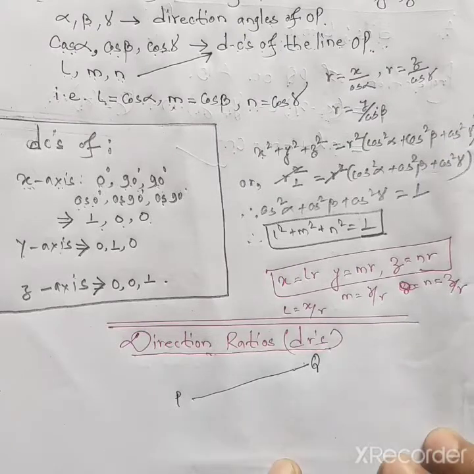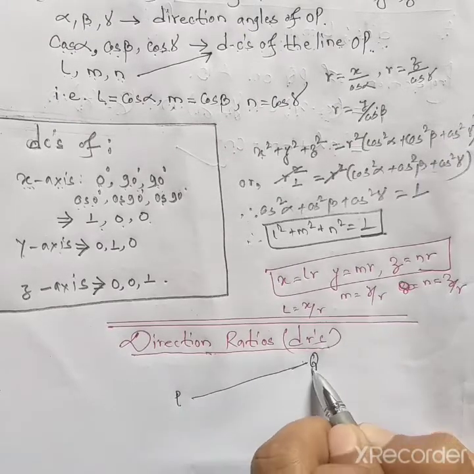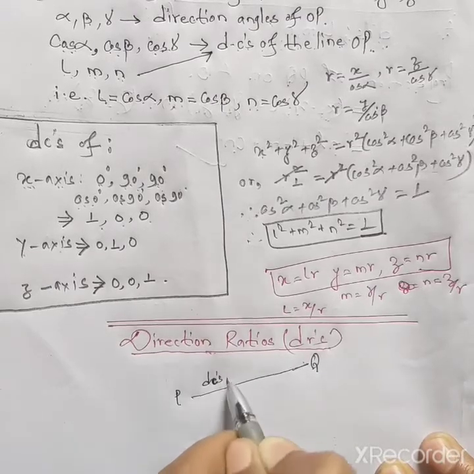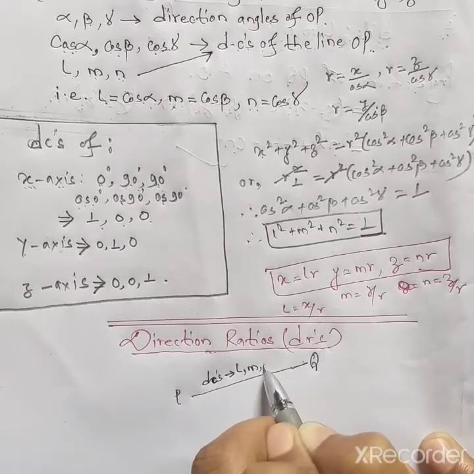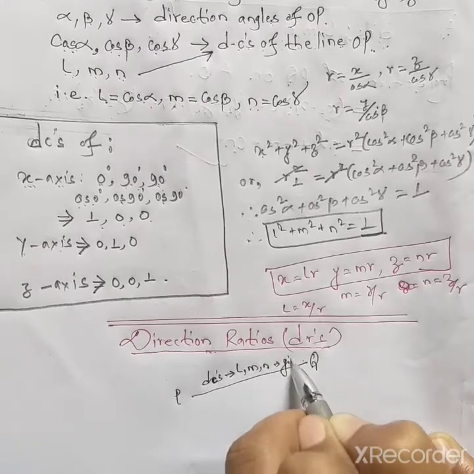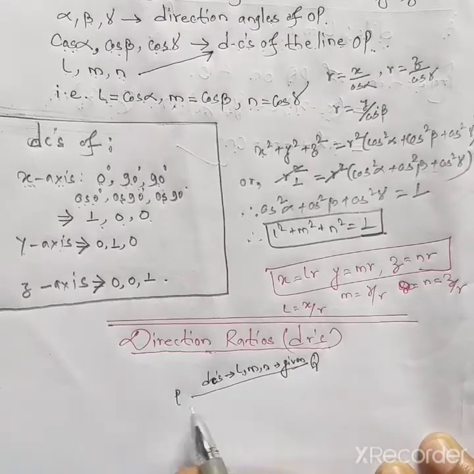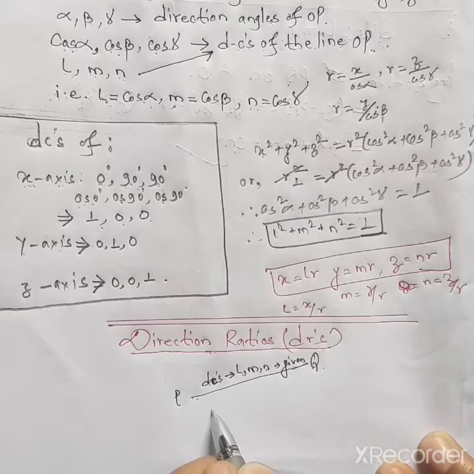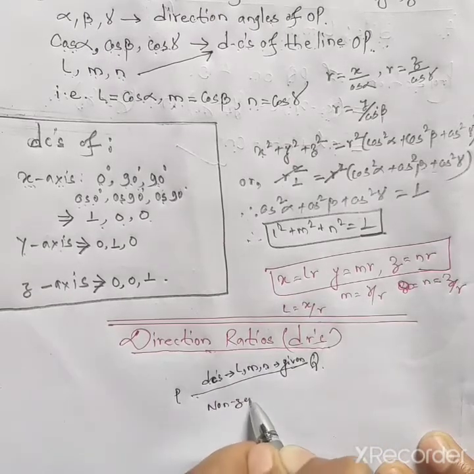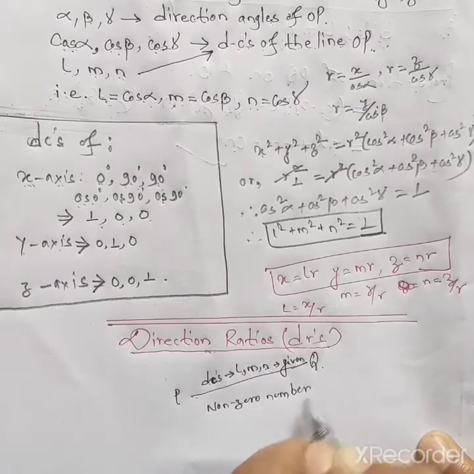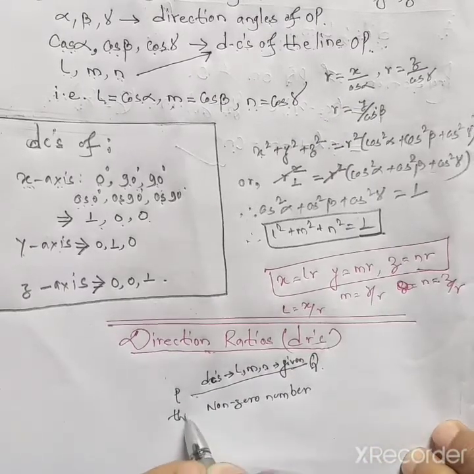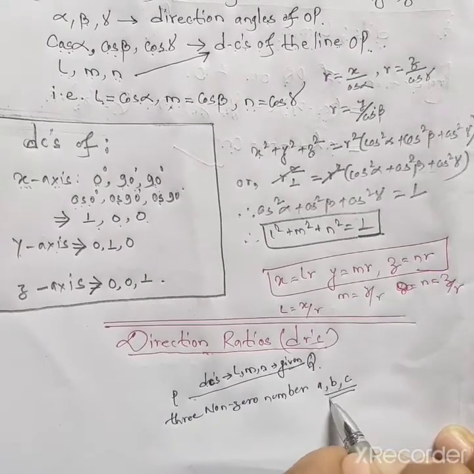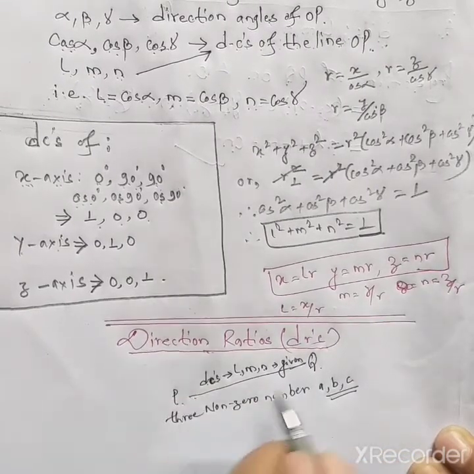Now let us discuss direction ratios. Let PQ be a line whose direction cosines are given. DCs of this line are l, m, n. So if l, m, n are the direction cosines of the line PQ, then the three non-zero numbers a, b, and c are the direction ratios of this line PQ.